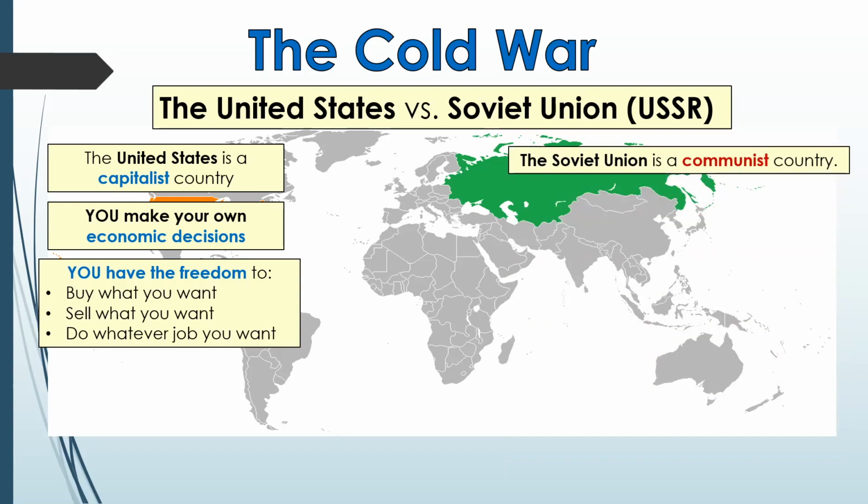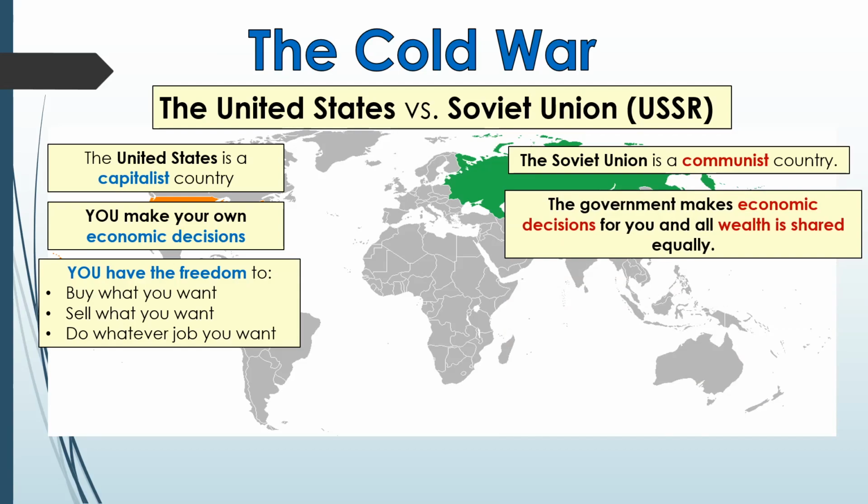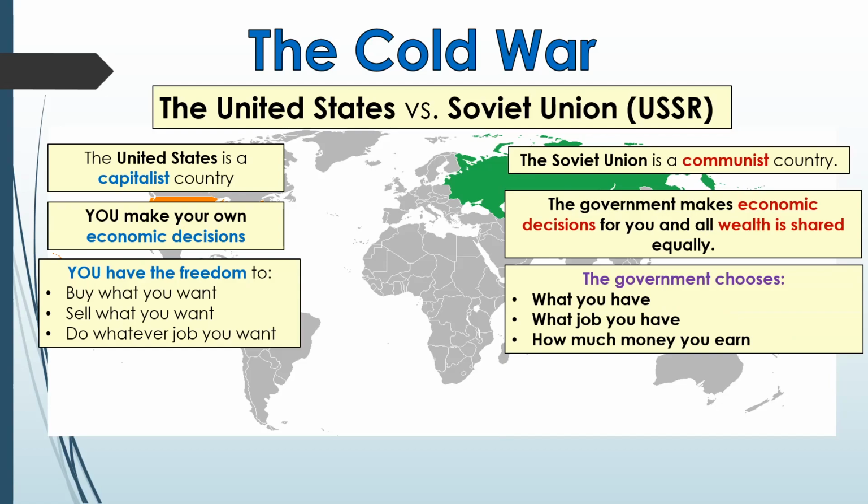You make pretty much all the economic decisions for yourself and your family. The Soviet Union is a communist country, and this capitalism versus communism as a philosophy is going to be what drives the Cold War. In a communist country, the government really makes the economic decisions for you, and all the wealth is aimed to be shared equally. That's the ultimate goal of communism, though the world's never really had a pure communist country. But the goal is to share wealth, and the government will facilitate that. So the government chooses basically what you have, where you live, what kind of job you have, how much money you earn. At least that's the ideal circumstances for a communist country.